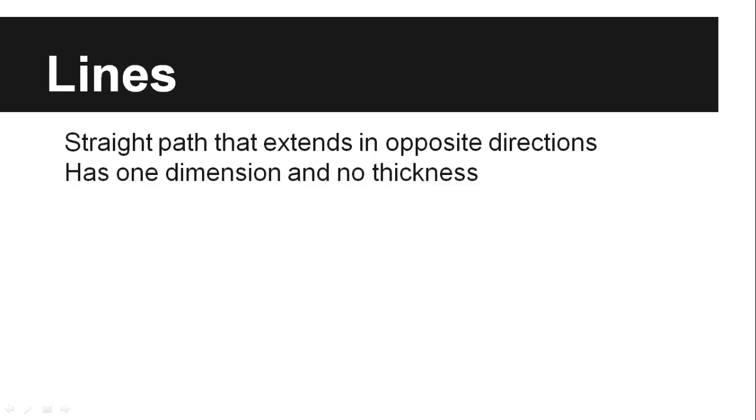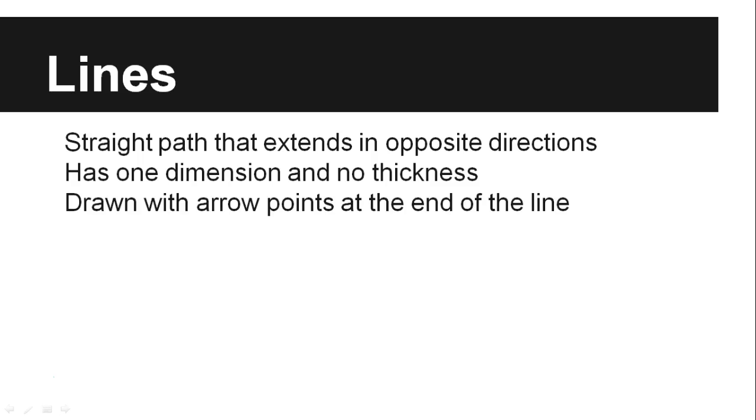Now, a line is a little different than a point because it's a straight path that extends in opposite directions infinitely. It goes on forever. We don't have enough paper to indicate where one single line goes. It has one dimension, meaning it goes left or right, up or down, we can measure it. But it has no thickness. And it's drawn with arrow points at the end of the line to indicate that it's going to keep going.